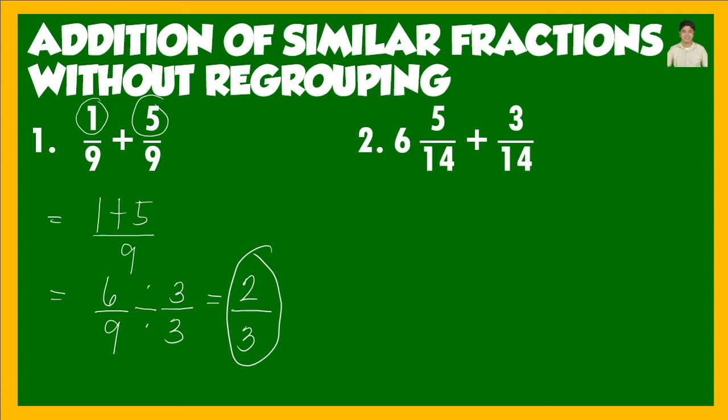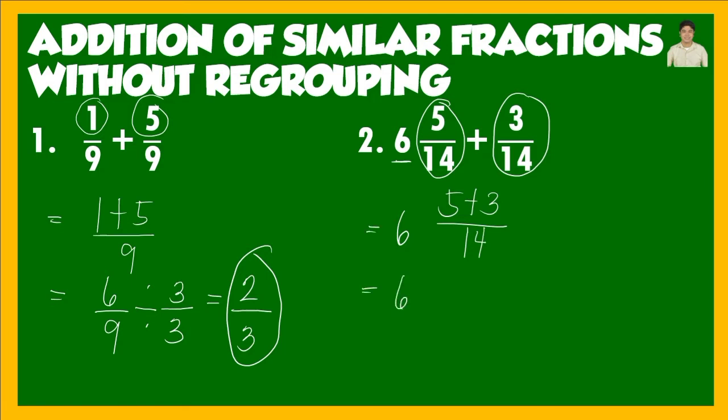Next, this is an example of a mixed number and a proper fraction. Okay, since yung 6, nag-iisa lang po siyang whole number, i-retain lang po natin siya. So i-add lang po natin yung dalawang proper fractions. Yan, 5 over 14 and 3 over 14. So i-add lang natin 5 plus 3 all over 14.